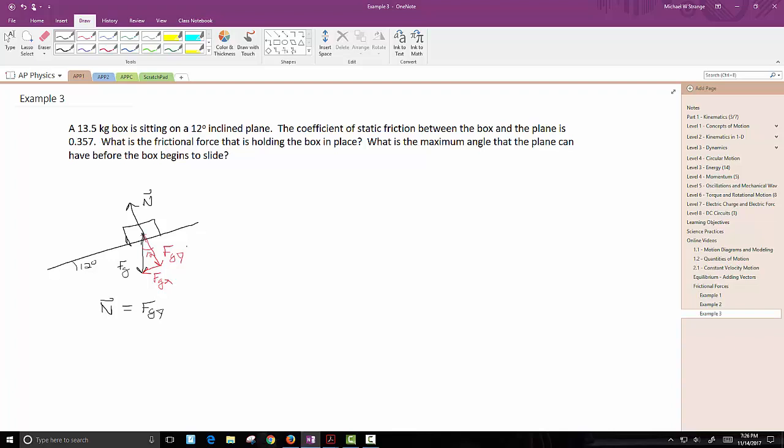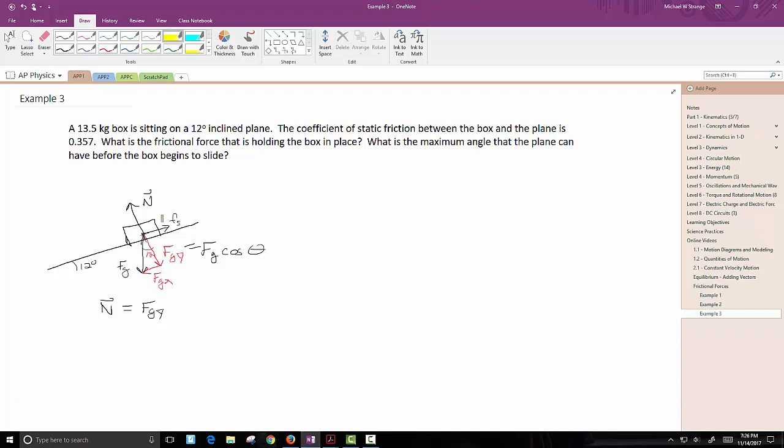And let's go ahead and we can calculate that. The force of gravity in the y direction, since it's next to the angle, it's going to be Fg cosine theta. All right, so we want to know the frictional force that's holding the box in place. Okay, so what we have here is we're going to have a static frictional force that acts up the plane. And the static frictional force is going to be equivalent to this one down here.